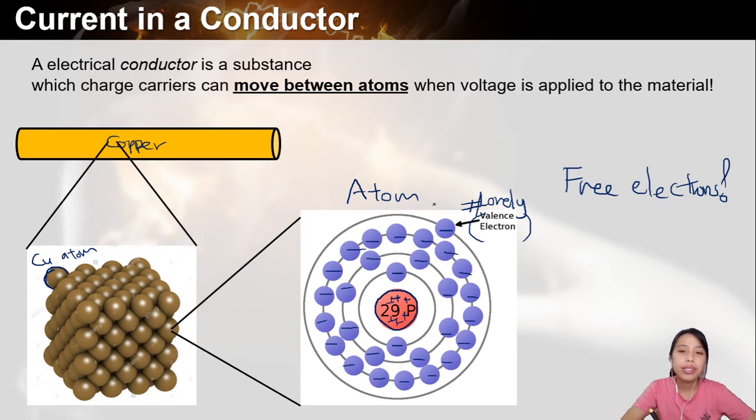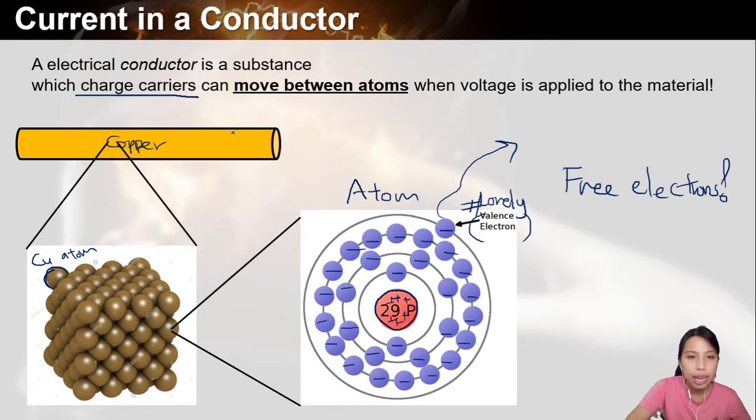Free, because they can easily come out and go somewhere else. They are not bound very tightly. Or if you are curious to know why, ask a friend who takes chemistry there. Hopefully they can explain to you. So anyway, this outer electron can come out, and that's what we call charge carriers that can move between atoms when voltage is applied. Okay, so let's say I apply voltage.